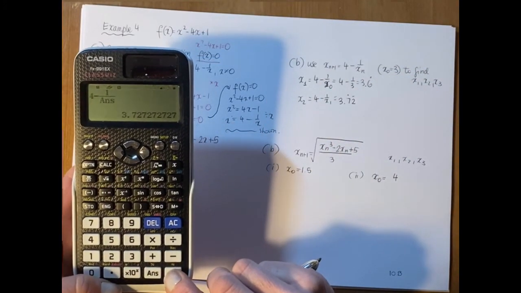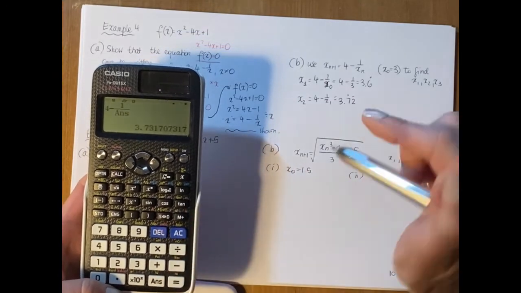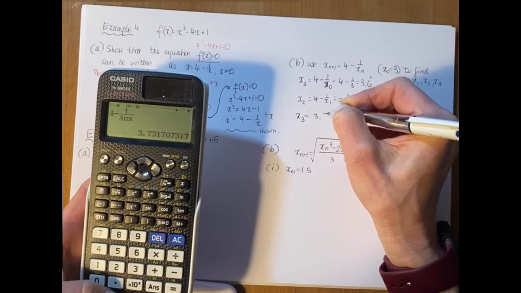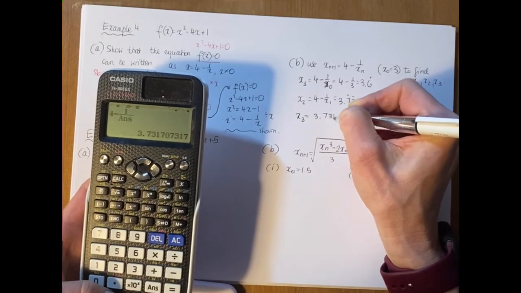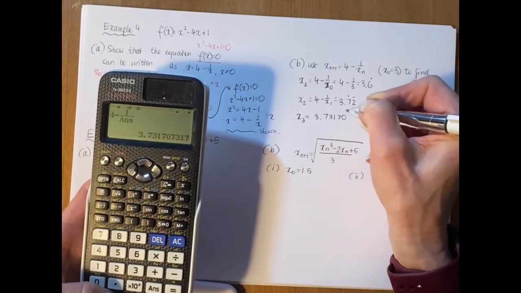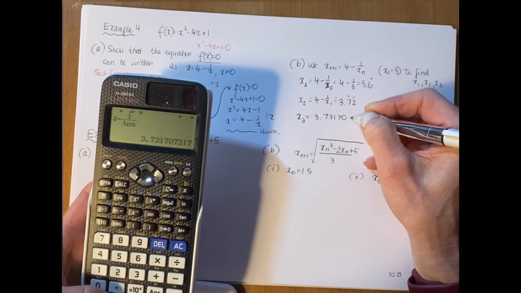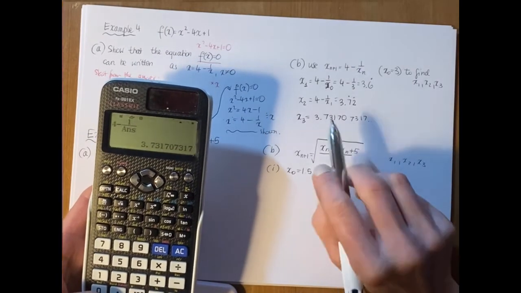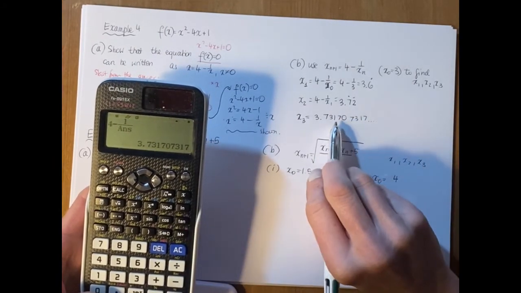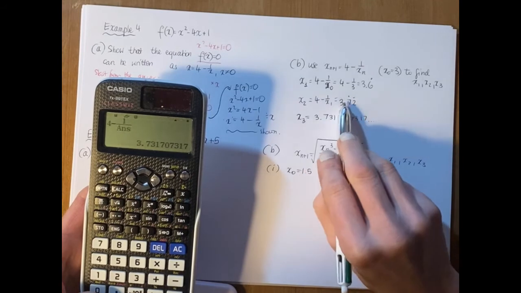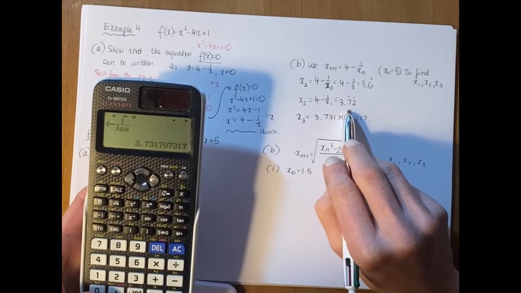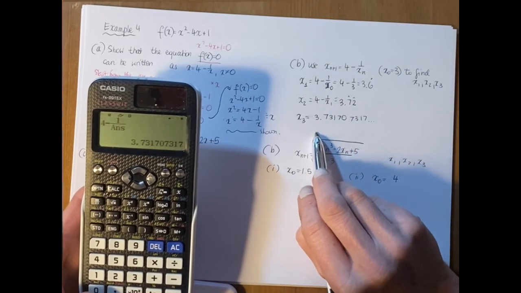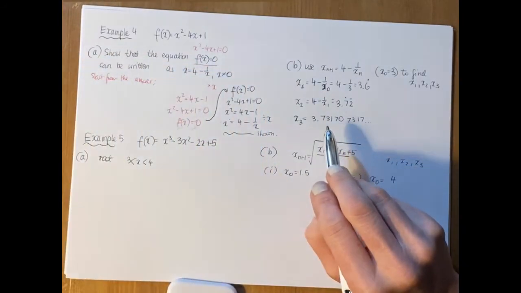Okay, let's substitute again. All I need to do is press equals again and obtain the third answer, 3.73170, 7317. There you go. Normally with these answers you'll be asked to give your answers to a certain number of decimal places. I don't think they're worried about it in this particular example, but just bear that in mind.